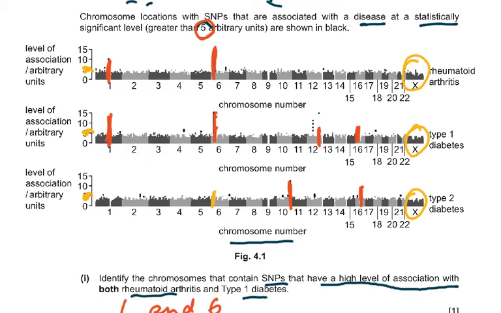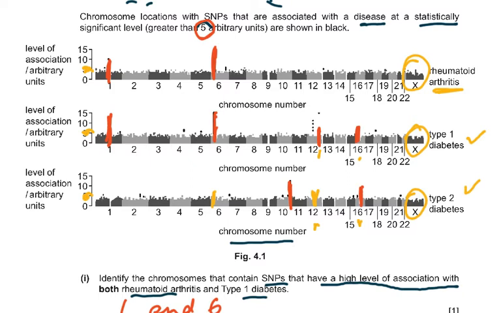Then type 1 and type 2 are associated with 12 and 16. So type 1 and type 2 are associated with 12 and 16 here. And here we also have 12 a little higher, and 12 and 16 here as well. So type 1 and type 2 with 12 and 16, but not rheumatoid arthritis. So rheumatoid arthritis is left out here. Then type 2 diabetes is associated with chromosome 10.